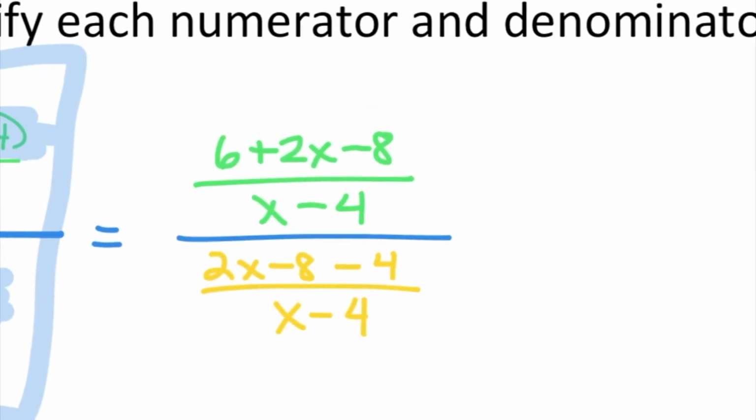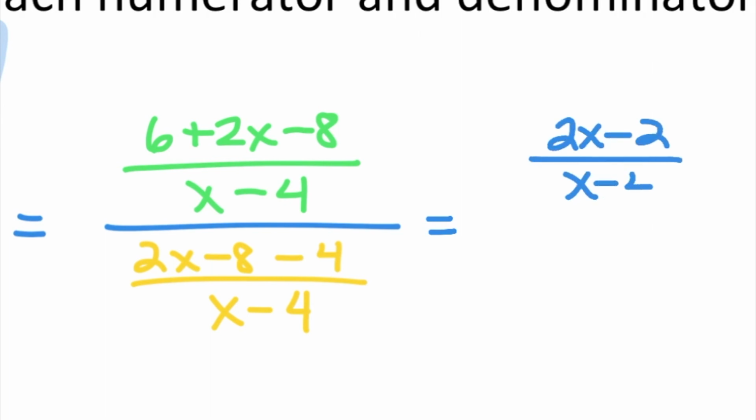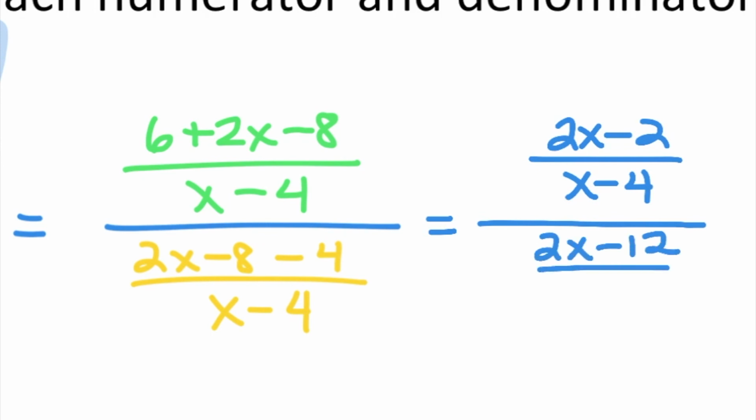And then here I'm going to simplify farther so that I end up with the 6 minus 8 is negative 2. So I end up with 2x minus 2 over x minus 4 in the numerator, and then minus 8 minus 4 is negative 12. So here I have 2x minus 12 over x minus 4.